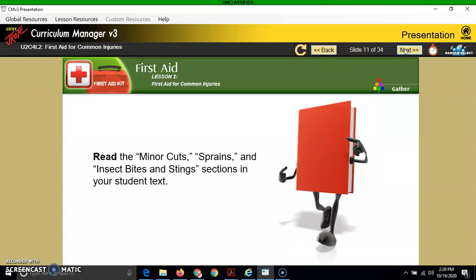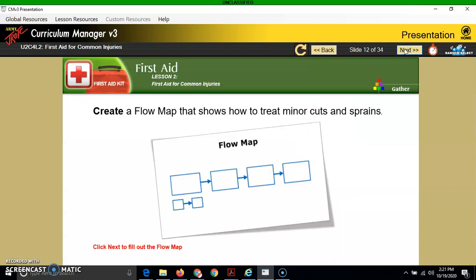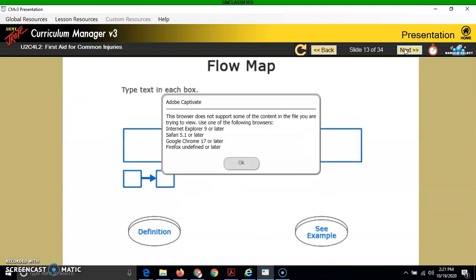Okay, this is going to be an assignment in It's Learning. I want you to read about treating minor cuts, sprains, insect bites, and stings. It's only pages 159 to 163. Probably good to read the whole chapter, but we're going to go over the rest in this presentation. Okay, we're not going to do that.